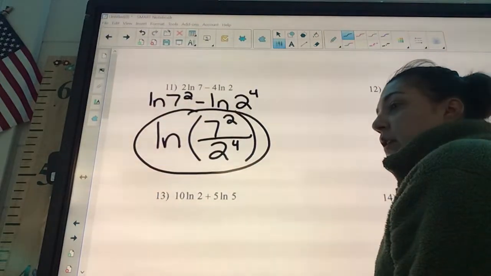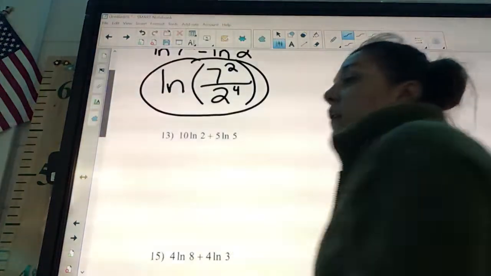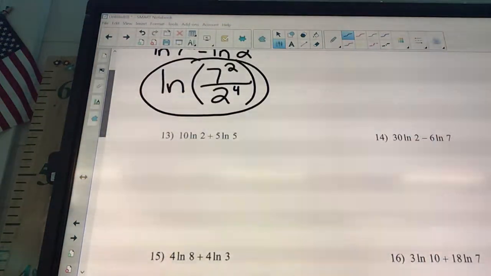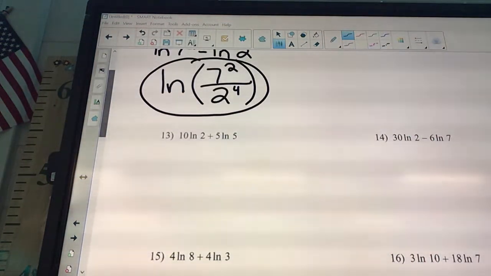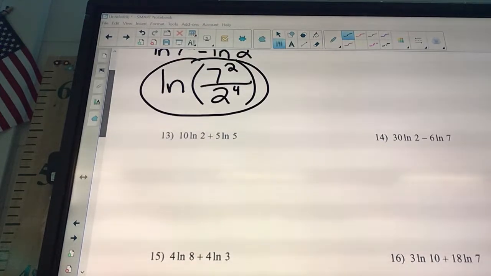I know, but you don't need to write it out. There's no reason for you to do that. Is it supposed to say 49 over 16? No, we're going to leave it just like this. You don't type it in the calculator. That's what I'm saying.